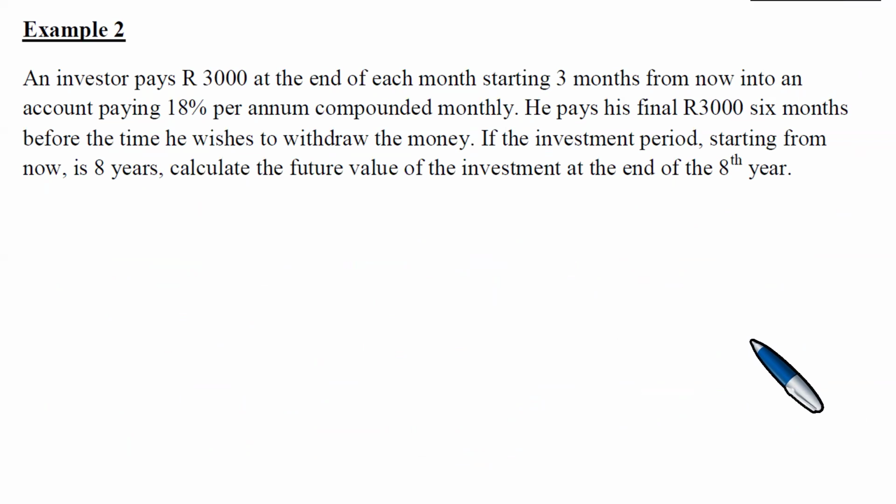This one is yours. An investor pays 3,000 at the end of each month, starting 3 months from now, into an account paying 18% per annum compounded monthly. Okay, I want to see what you're going to do here. An investor pays 3,000 rand at the end of each month, starting 3 months from now, into an account paying 18% per annum compounded monthly.